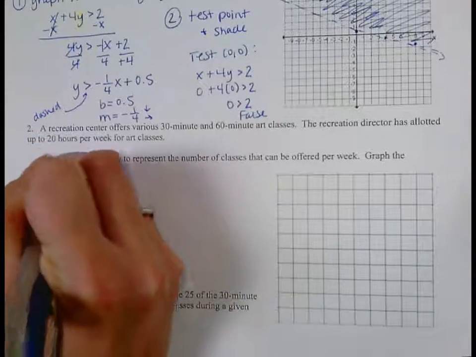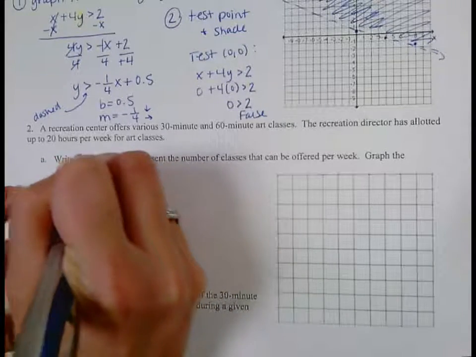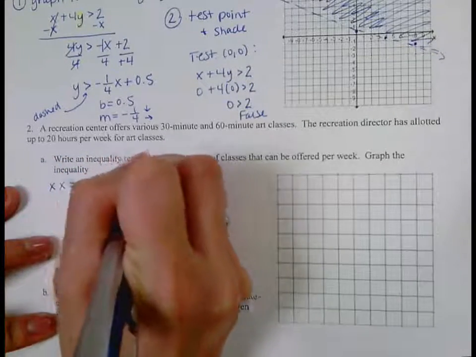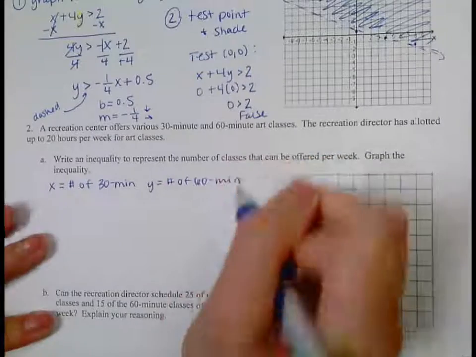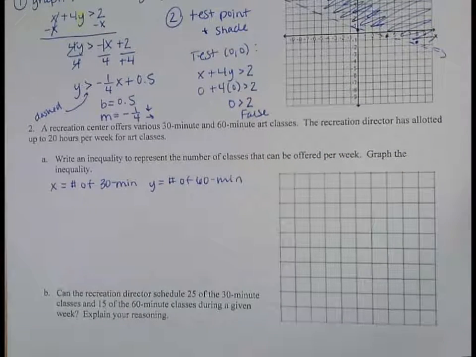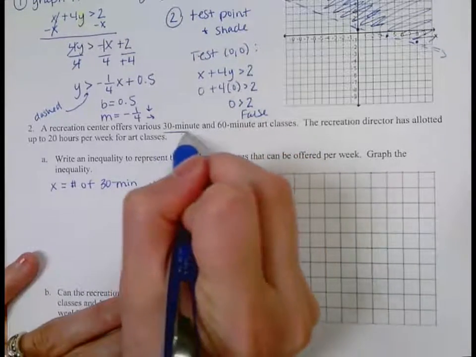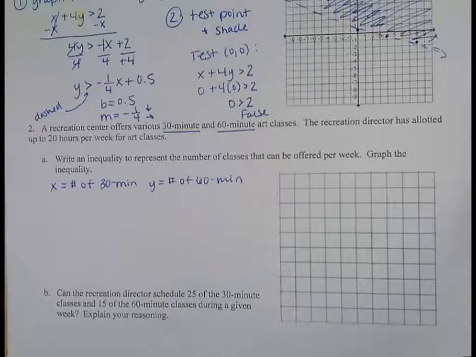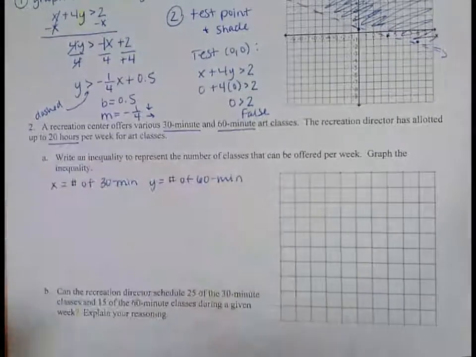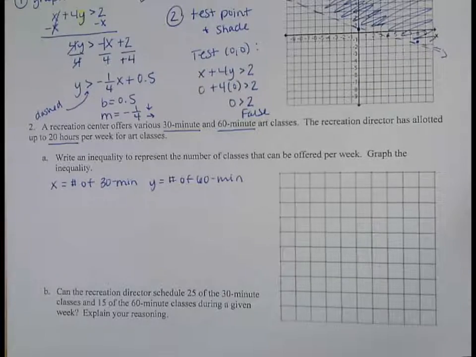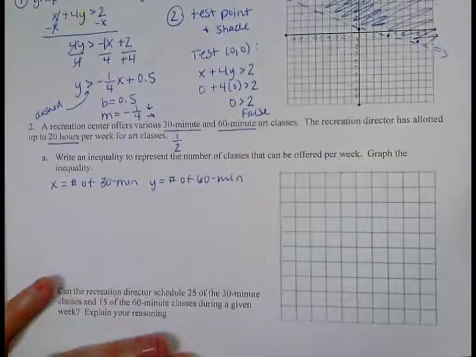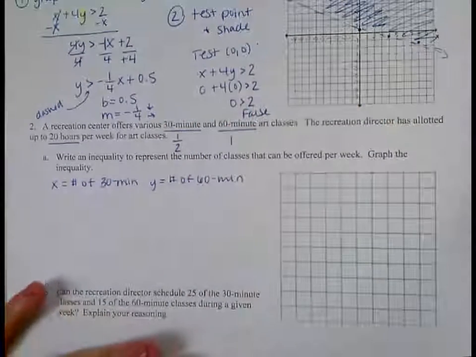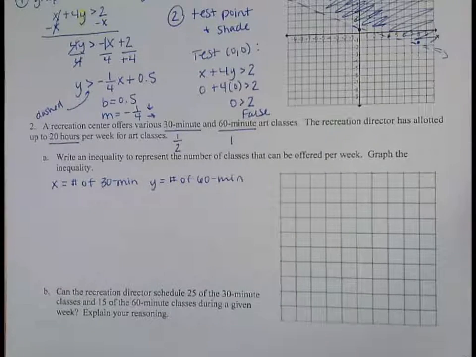So I'm just going to use x and y, and I'm going to let x represent the number of 30-minute classes, and then y represent the number of 60-minute classes. And what I need to recognize with this before I actually create my inequality is the classes in terms of time are given in minutes, and then the total allotment of time is given in hours. And I want to make sure that both units of time are the same. So I'm going to use half an hour for the 30-minute class and then 1 hour for the 60-minute class to make sure all of my times are in hours.